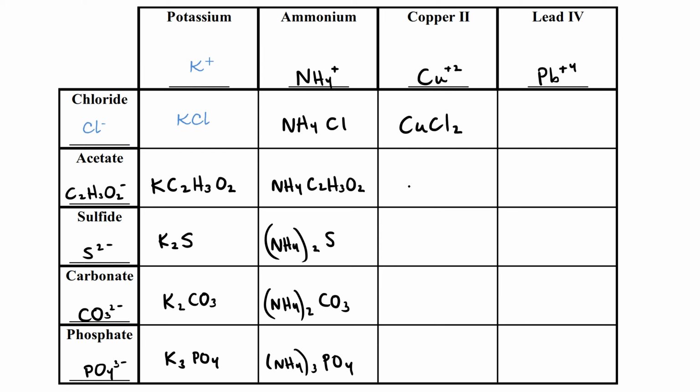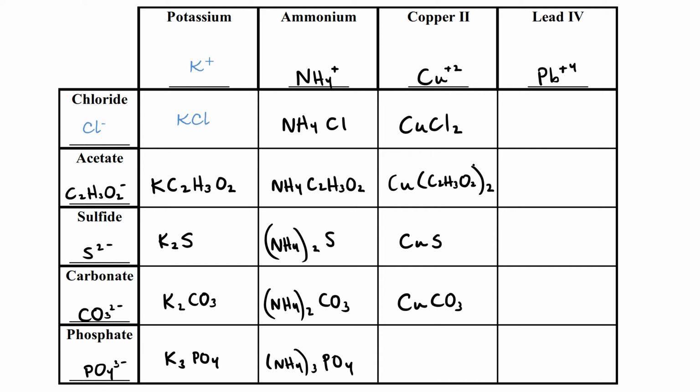For copper 2 acetate, same thing, we'll have 1 copper for 2 acetate molecules. Because copper has a +2 and sulfide has a -2, copper 2 sulfide will just look like that. Same thing with copper 2 carbonate. We have CuCO3.